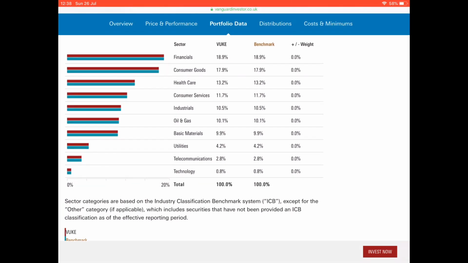By looking at the weighted exposure of the FTSE 100 ETF, you'll be able to see that a large chunk of this fund is made up from both financials and consumer goods. Healthcare, consumer services, industrials and oil and gas all make up over 10% of this fund also. If we have a look at the bottom of this list, you'll be able to see that technology makes up a small 0.8% of this fund, and when compared to the S&P 500, this is tiny in comparison.